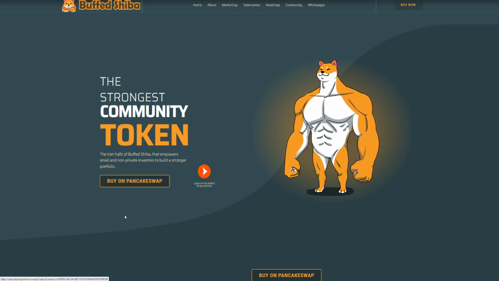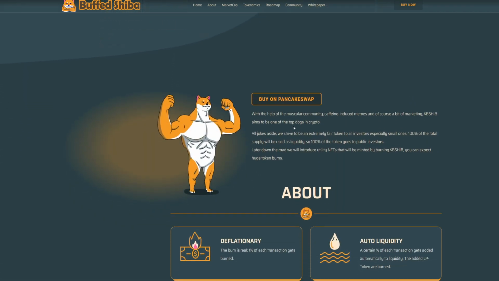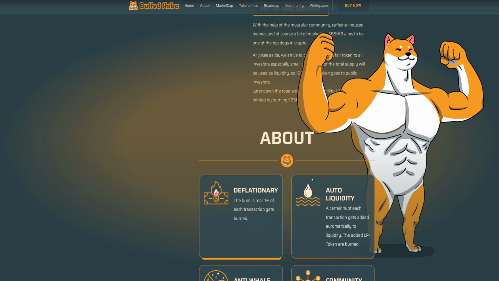So you can buy it on PancakeSwap and you can check out here the Buffed Shiba anthem, so definitely you can play it out, but you can buy it on PancakeSwap. And you can see that, all jokes aside, we strive to be an extremely fair token to all investors, especially the small ones. So 100% of the total supply will be used as liquidity, so 100% of the token goes to public investors. Later down the road, we will introduce utility NFTs that will be minted by burning the token, so you can expect huge token burns.